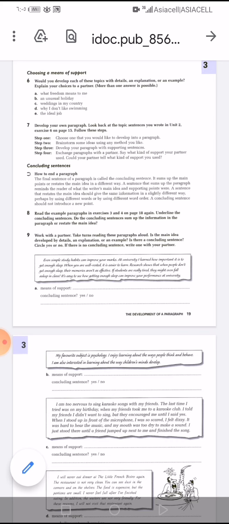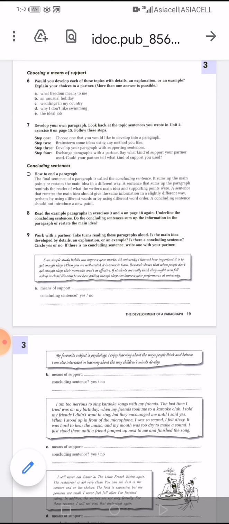So supporting sentences, when we are talking about the idea, the topic, then we are giving more detail and we are supporting our idea. For instance, if you are talking about the reasons behind leaving school, this is the topic. Then if you want to talk about one of these reasons, this is called your major sentence. A major sentence is directly related to the paragraph topic or title.